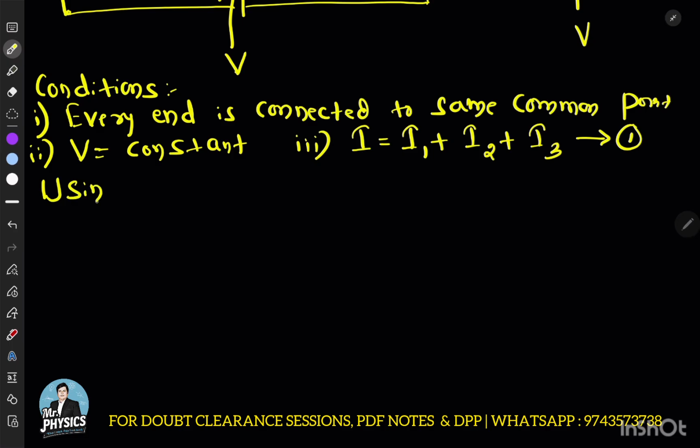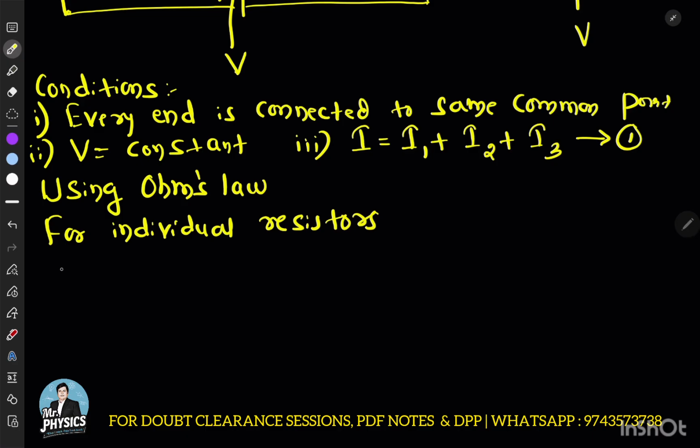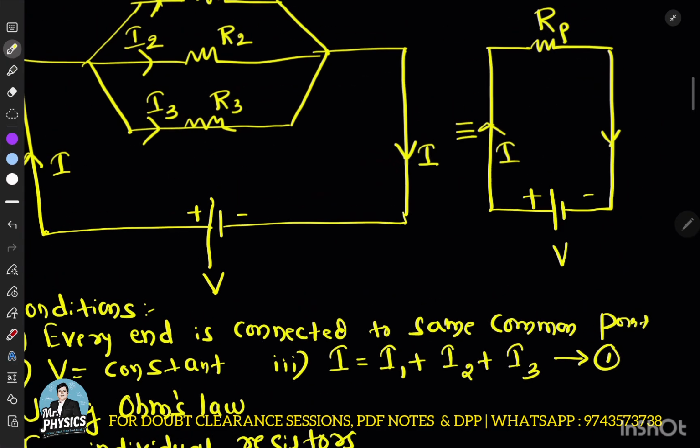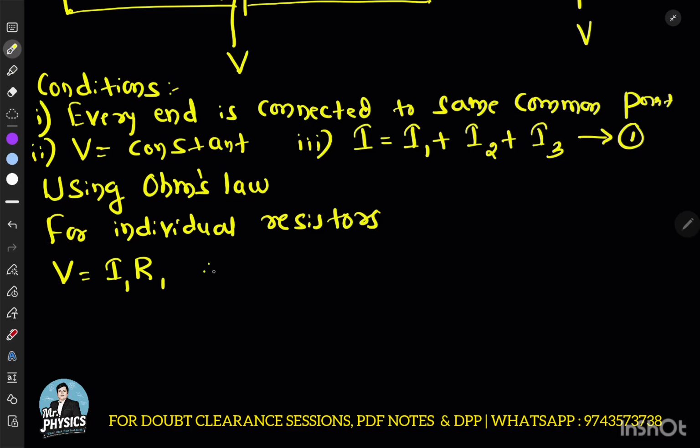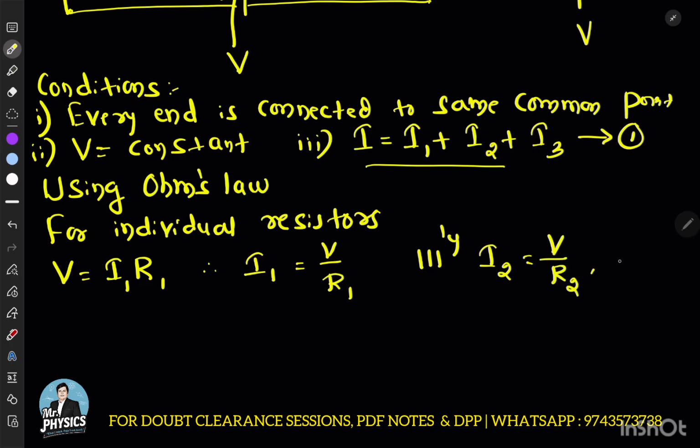As usual, we will use Ohm's law. Using Ohm's law, we will write the expressions for individual resistors. That is V equal to IR is our formula. For the individual ones, you just see here, V is constant for all. Current is I1, resistor is R1. So I can also write I1 equal to V by R1. Why did I write it in the form of I1? Because I need to substitute that in equation number 1, that is I1, I2, I3. Hence, I have written it in the form I1 equal to V by R1. Similarly, I2 equal to V by R2 and I3 equal to V by R3.